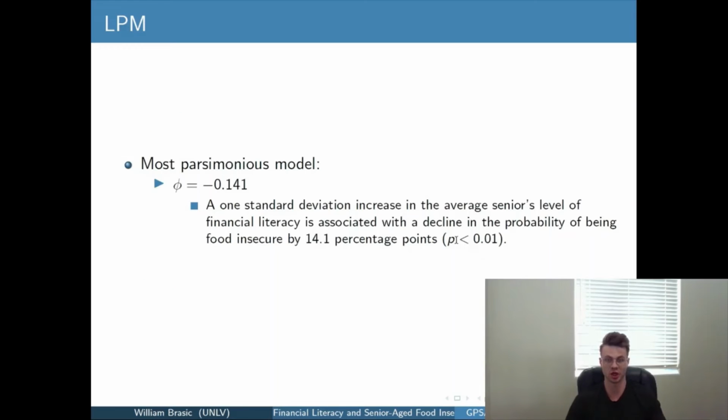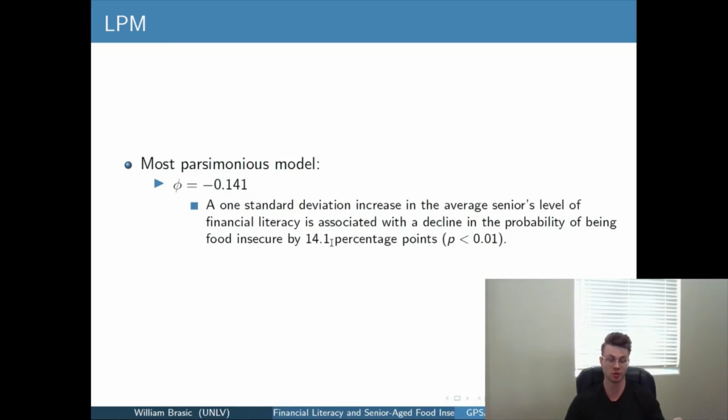So in the most parsimonious model, that being the model with the most controls, I have phi, which is negative 0.141. And what that means is that a 1 standard deviation increase in a senior's level of financial literacy is associated with a decline in the probability of a senior being food insecure by 14.1 percentage points. And this p being less than 0.01 just indicates it's statistically significant. And 14.1 percentage points, that's a pretty large magnitude. So what this is telling us in general is that financial literacy is significant, and it seems to have a big impact on a senior being food insecure.